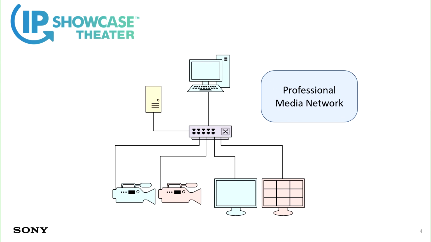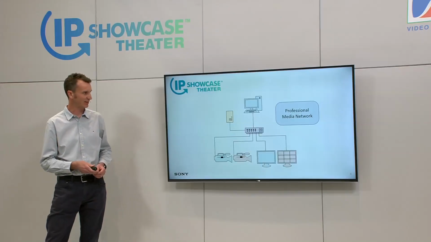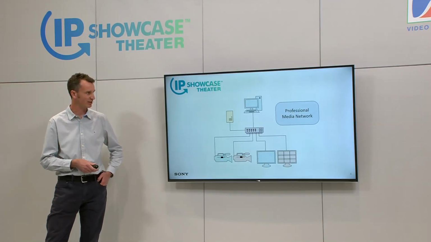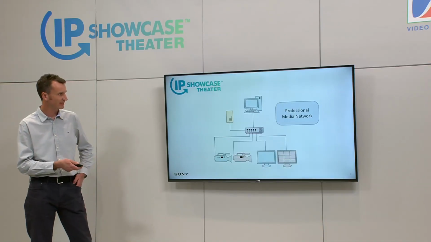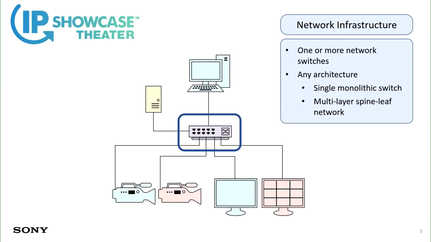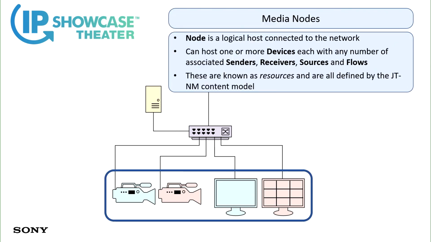So the context of this is all a professional media network where you've got typically ST 2110 flows going across that network. And that network's centered on a network switch that you can see in the middle there. The network infrastructure represented by that network switch could in fact be more than one network switch. It could be any architecture from a single monolithic switch to a multi-layer leaf-spine network. What we then have attached to the switch are a number of media nodes.